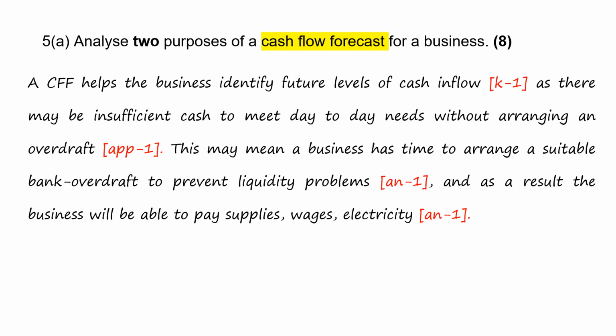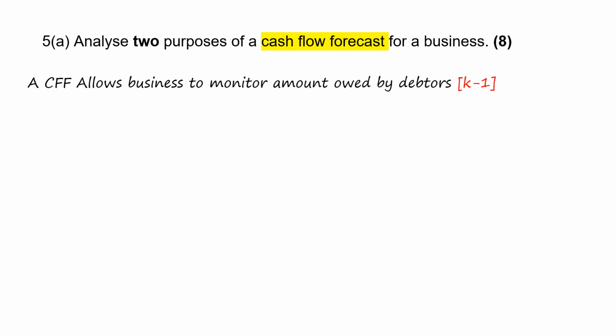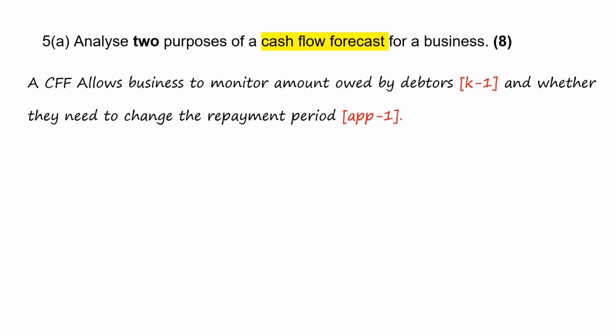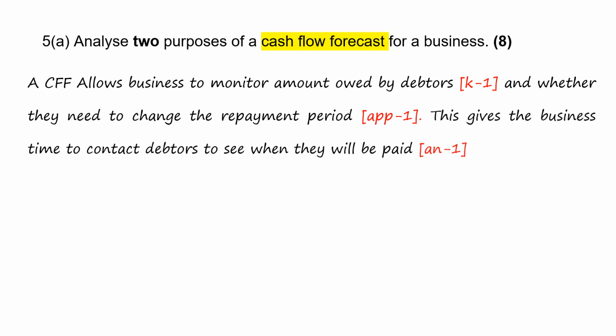We have to provide another purpose of a cash flow forecast. To that, we will be awarded another 4 marks. So, let us see. A cash flow forecast allows a business to monitor the amount owed by debtors. And that is the knowledge point, and whether they need to change the repayment period. Repayment period, that is the first application point. What will happen? This gives the business time to contact those to see when they will be paid.